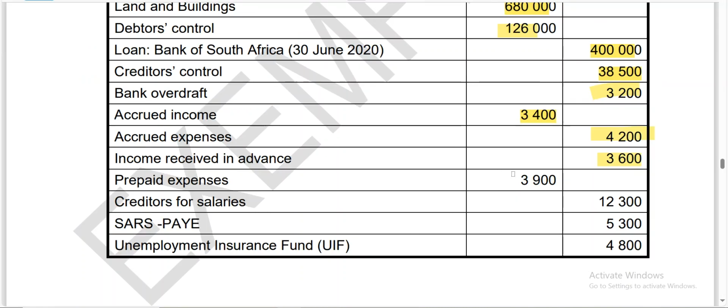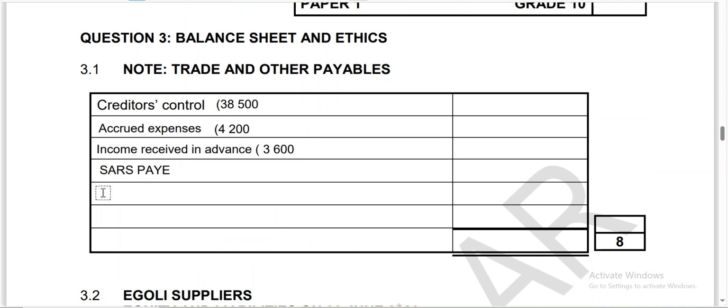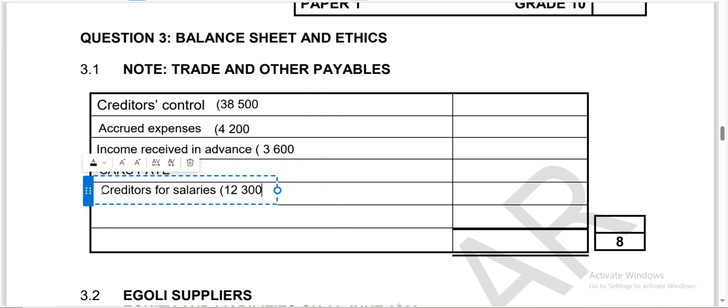And then from there we can check what else we have. Prepaid expenses, remember, is an asset, so we will not have it. Creditors for salaries is 12,300, so that 12,300 will come here. I'm going to write it quickly. Creditors for salaries, and then I will have that 12,300.